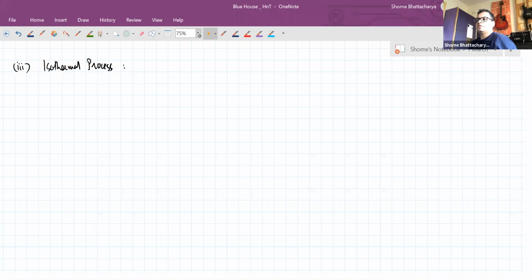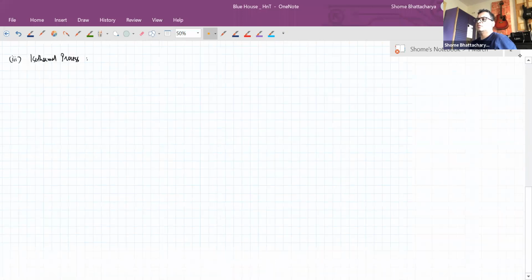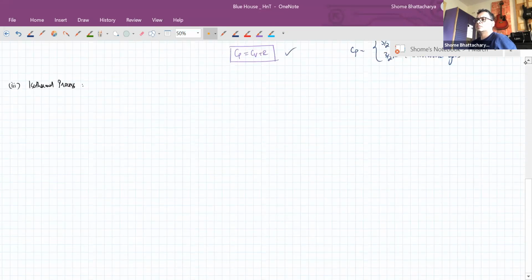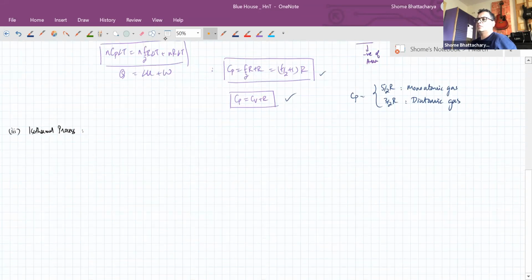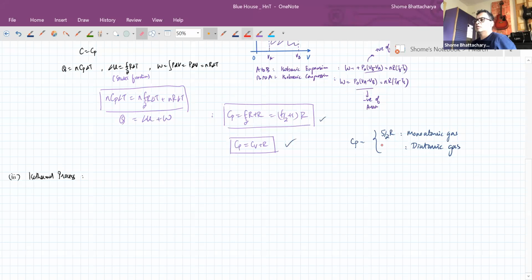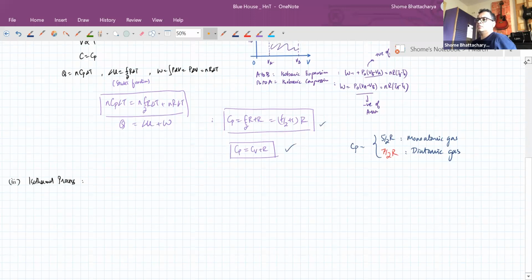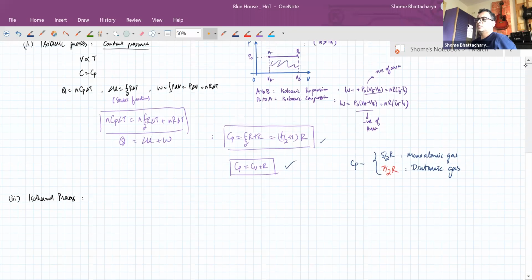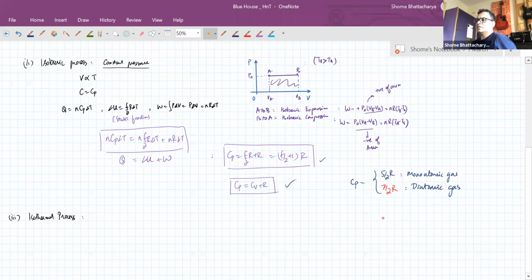Yeah, Cp for diatomic gas is 7/2. Sorry, please make a correction here. This is not 3/2. This should be 7/2 R. That's correct, Varun. So Varun has pointed out this. Please make sure all of you made this correction if you noted this down.